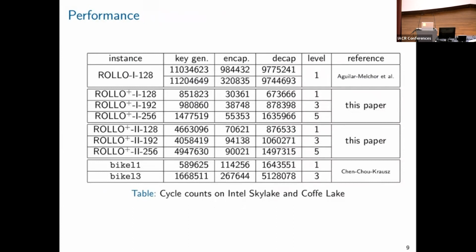And finally, I would like to show some performance numbers. These are numbers measured on Skylake and Coffee Lake. As you can see, the first big row is showing numbers for the previous paper that implemented Rollo 1. And you can see that our numbers, even for the level 5 parameters, are still much better than the previous paper.